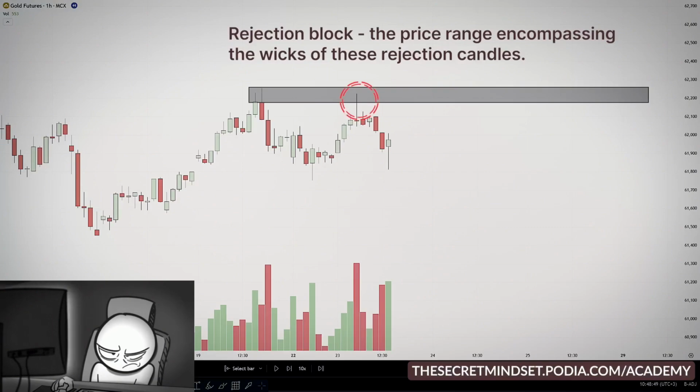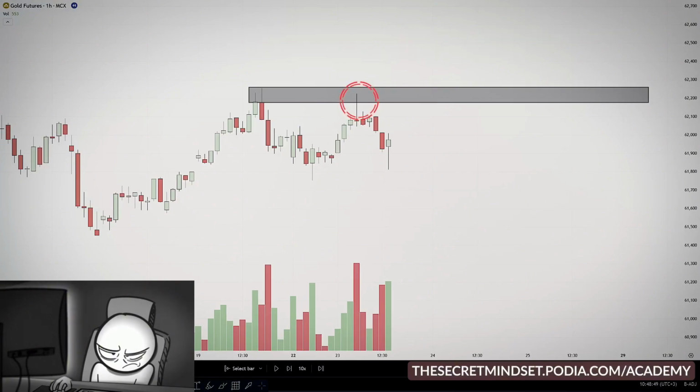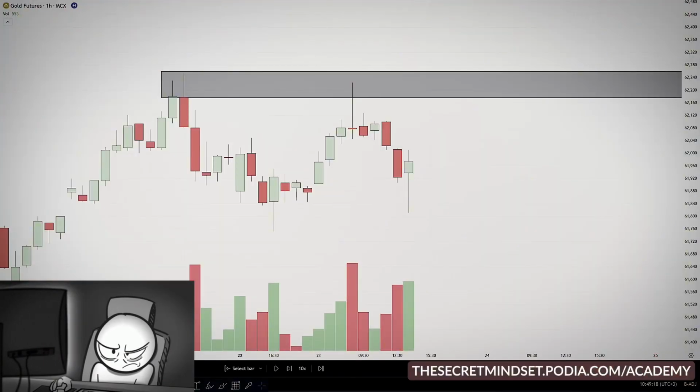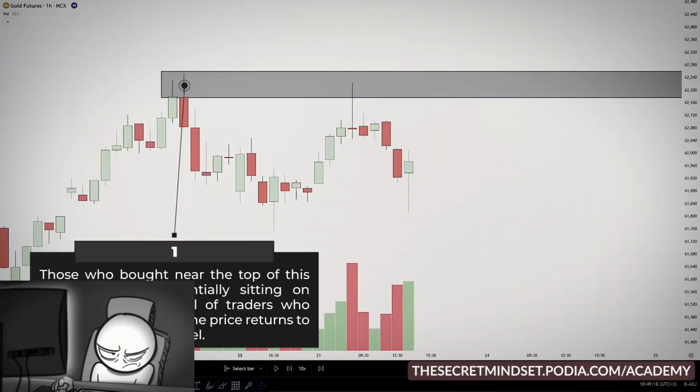The rejection block represents a zone where selling pressure has overwhelmed buying pressure. It's an area where the market has shown it's not yet ready to accept higher prices. Those who bought near the top of this range are now potentially sitting on losses, creating a pool of traders who may be eager to sell if the price returns to this level.